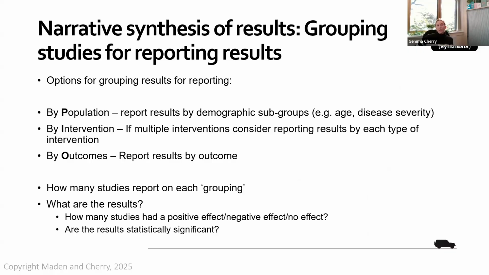And there are different ways. You can group results for reporting by population or by outcome, and look at how many studies report on each grouping, how many found a positive or negative or no effect. Look at the statistical significance of the results in the context of sample size, and so on. Or you can report your results as a whole, but it's generally preferable to group studies to report, just for clarity.